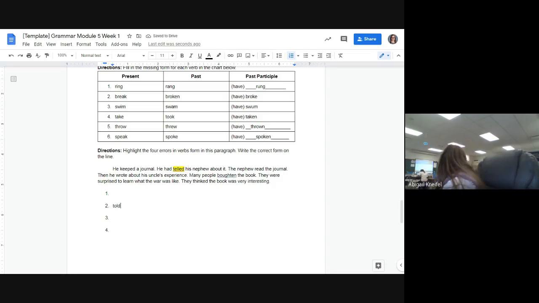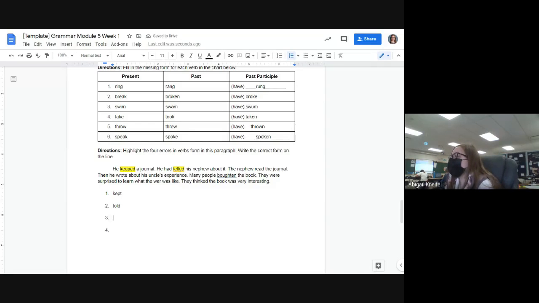What is another error, Hannah? Yeah. Keeps it, not a word. What should it be instead? No. Keeps is what is up there. Kept. Yeah, whoever said that, it is kept. He kept a journal. That would be past tense for keep. It is kept. Now I'm looking for number 3.